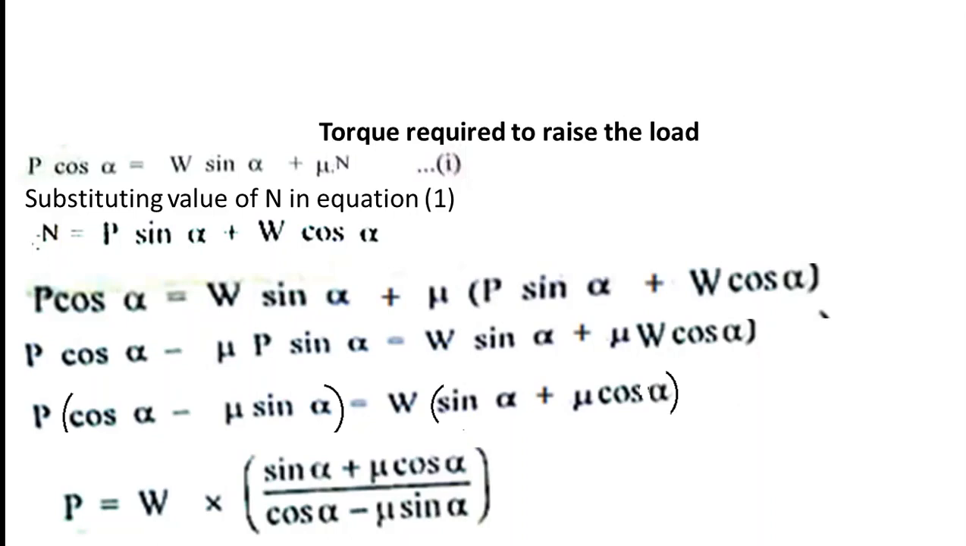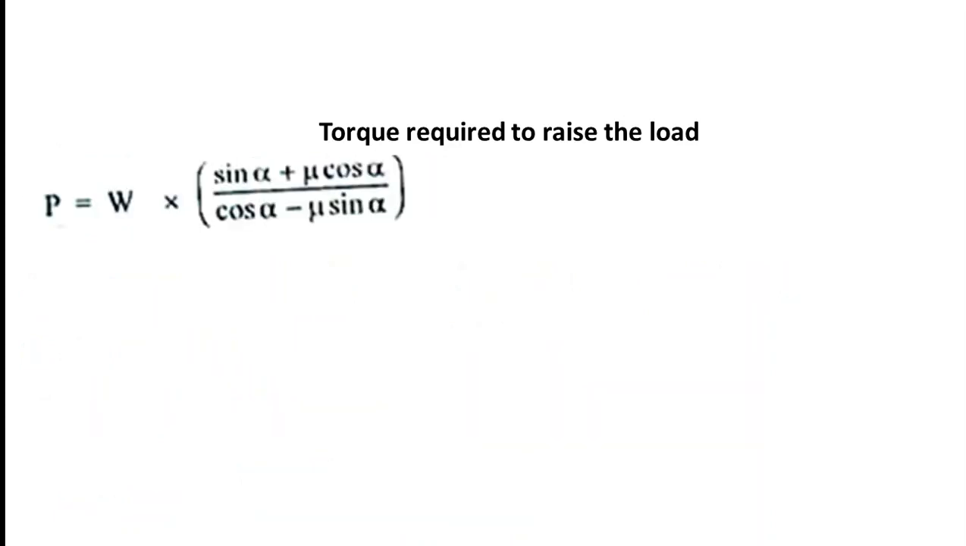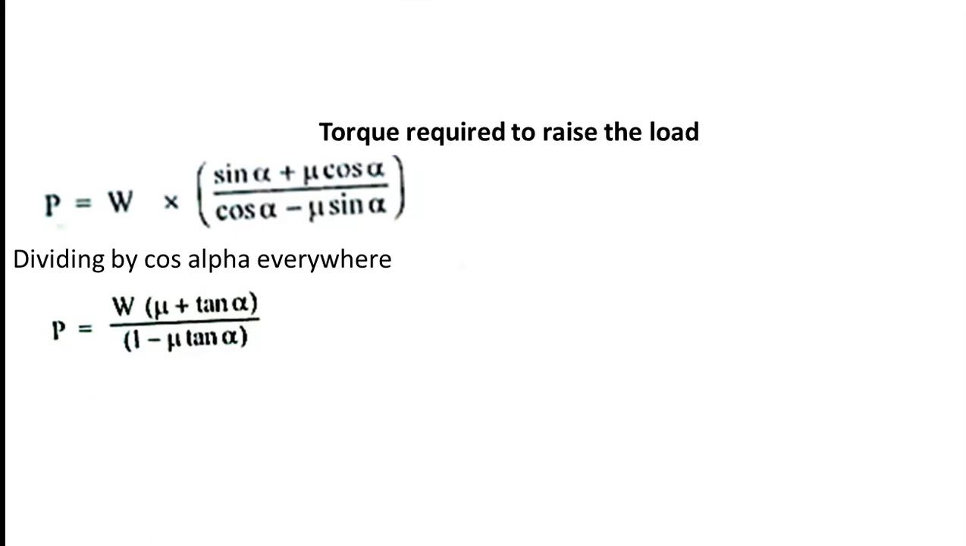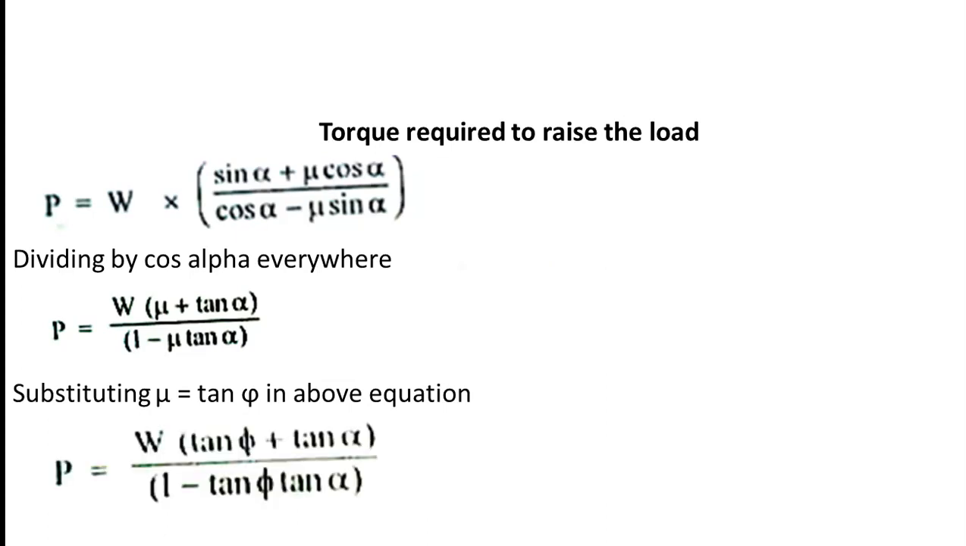I'm just going to leave the P force over there. The remaining values will come down. So it will become P is equal to W into sin alpha plus mu cos alpha upon cos alpha minus mu sin alpha. Next, I'm going to divide everywhere by cos alpha. So you can see the value will become P is equal to W into mu plus tan alpha upon 1 minus mu tan alpha. But the value of mu is tan phi. The coefficient of friction is the tangent of the friction angle. So if I put down the values in the above equation, it will become P is equal to W into tan phi plus tan alpha upon 1 minus tan phi tan alpha.